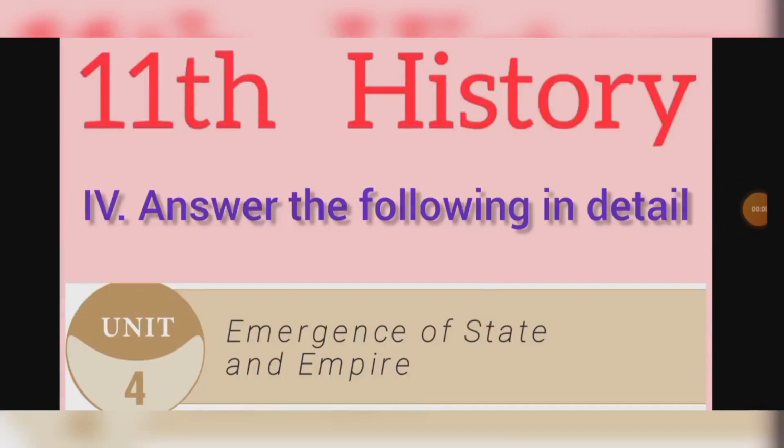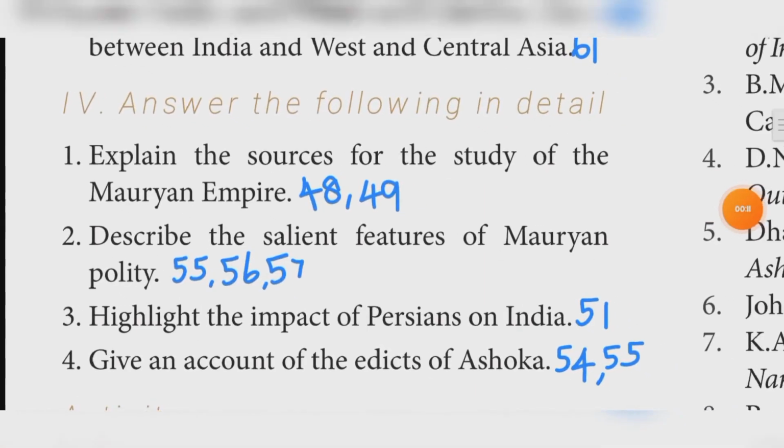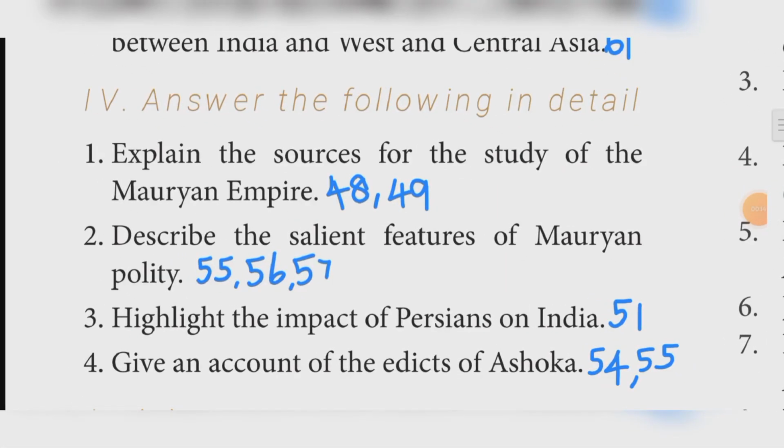Channel. Today we will learn 11th standard history, unit 4, emergence of state and empire lesson, the detailed question and answers in full. Okay, look here, fourth roman, answer the following in detail. First one: explain the sources for the study of the Mauryan empire. The answer is on book page number 48 and 49.